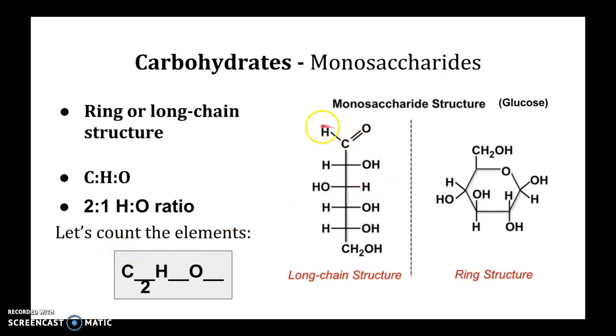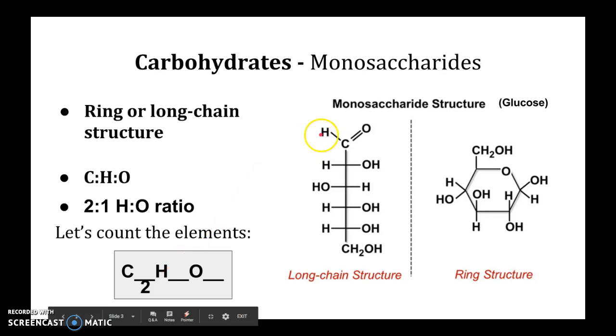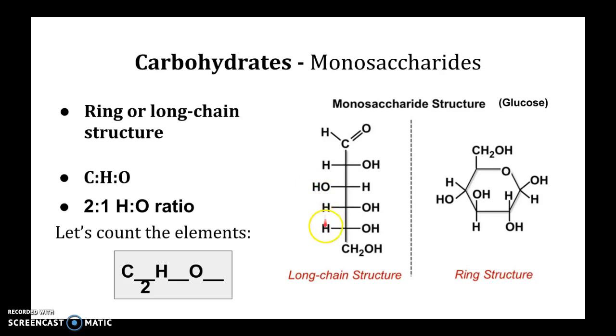So let's look at this long chain structure and let's count how many carbon molecules we have. 1 and 2. So I've put 2 here. 2 carbon. How many hydrogens do we have? Let's count. 1, 2, 3, 4, 5, 6, 7, 8, 9, 10, 11, 12. So we can write in 12.